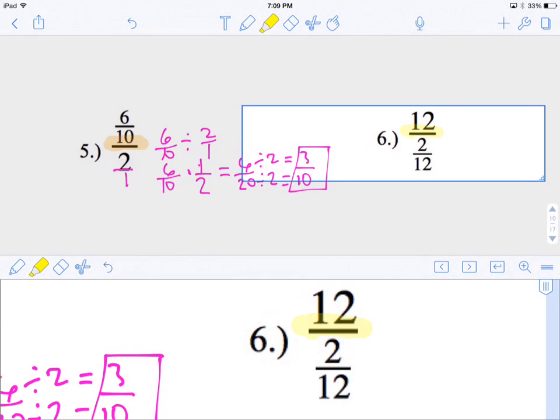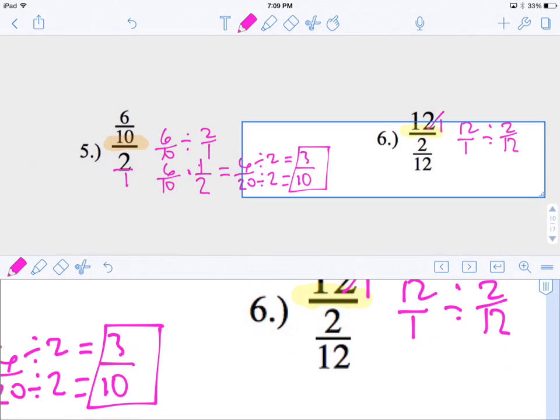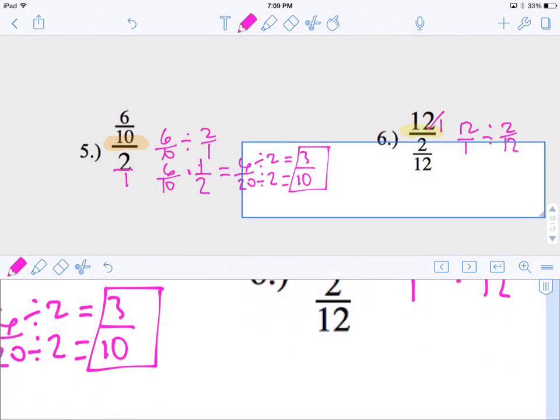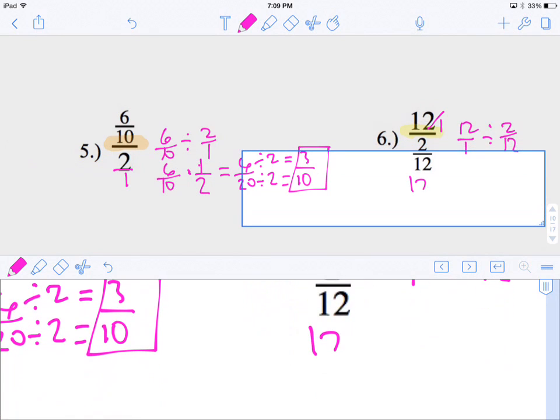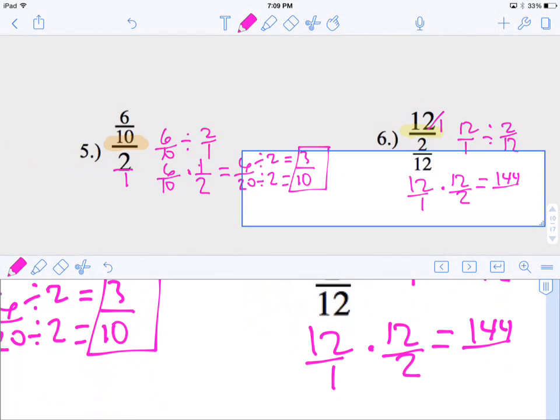We're saying 12 divided by the fraction 2/12. So I'm going to do 12 over 1. Now I'll rewrite it for you. This is saying 12 over 1 divided by 2 over 12. Okay, when we divide, we multiply by the reciprocal. I'm going to write it over here. 12 over 1 times 12 over 2. Well, 12 times 12 is 144, because I know my 12s. 1 times 2 is 2.